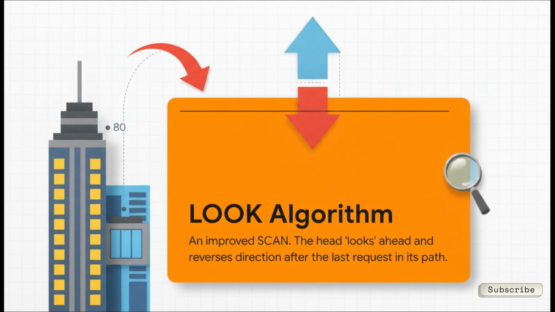Just like its name suggests, the elevator looks ahead to see where the last request in its current direction actually is. So if the building has 100 floors, but the highest up call is only on floor 80, the elevator goes to 80, and then it immediately turns around. It doesn't waste precious time and energy traveling those extra 20 empty floors.